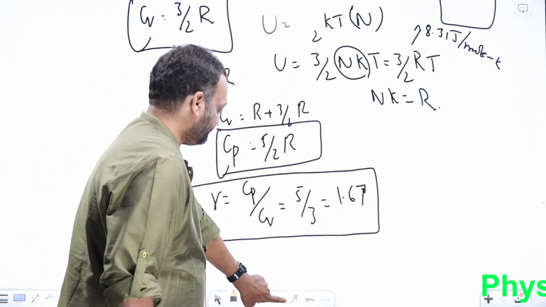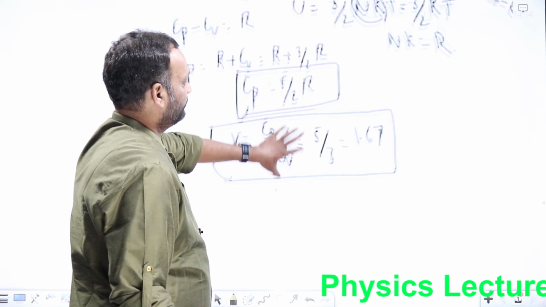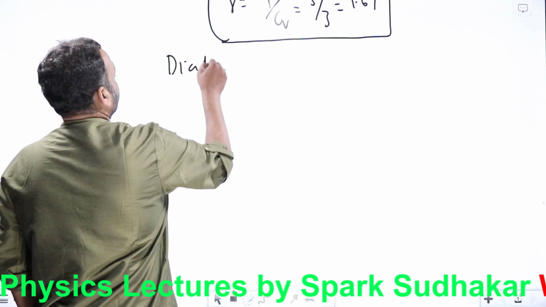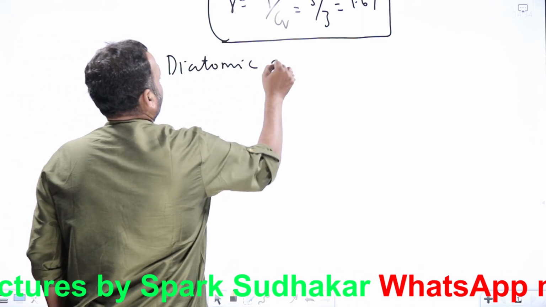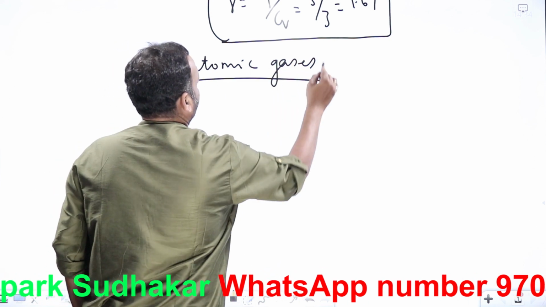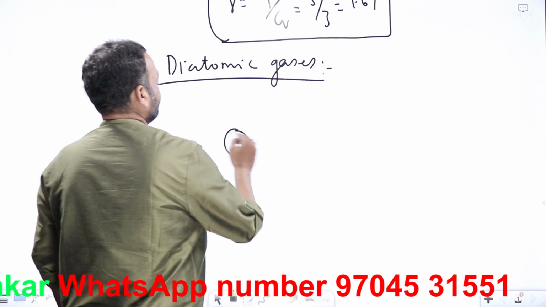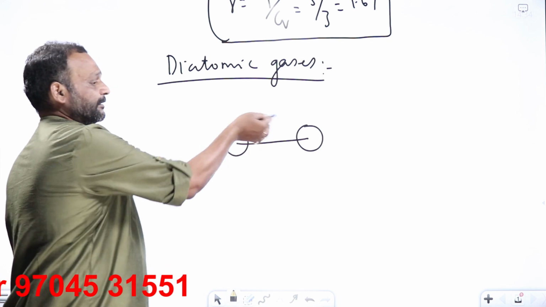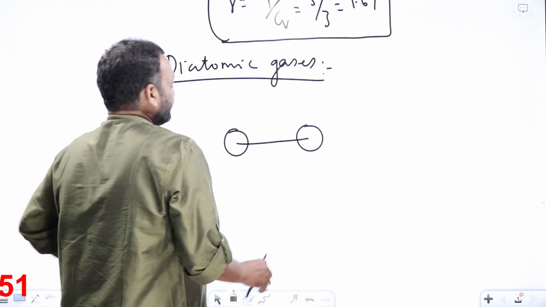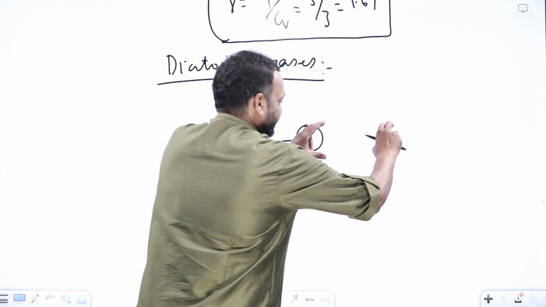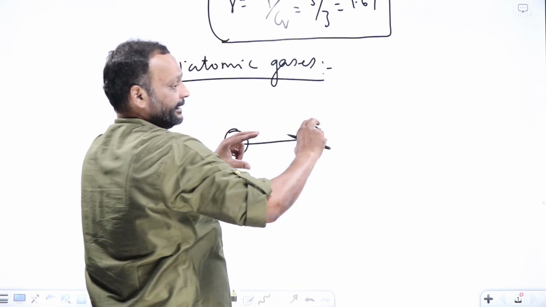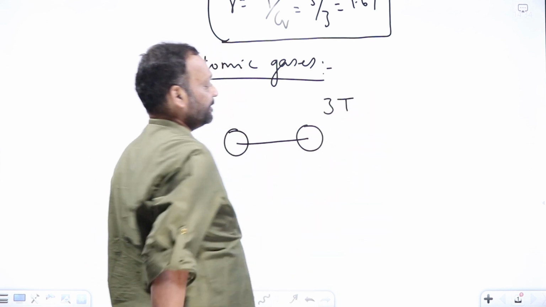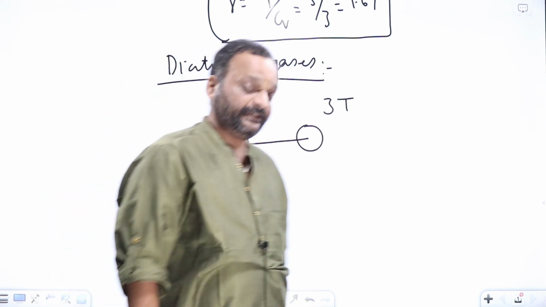Now diatomic gases. For diatomic gases, each molecule contains 2 atoms like this, like H2, N2, O2, homonuclear, or HCl, CO, heteronuclear molecules, whatever it is. Now this entire molecule can move along the x-axis, the y-axis, the z-axis. Means here also there are 3 degrees of freedom of translational motion.